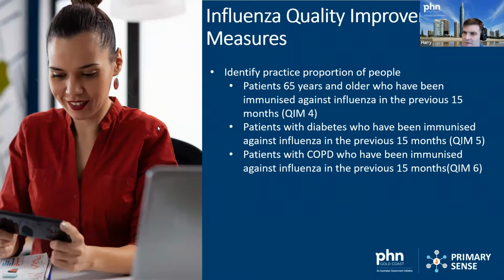Three of the 10 quality improvement measures in PIPQI are also directly aligned to influenza vaccination. These are QIM4, identify patients aged 65 years and over who have been immunized against influenza in the previous 15 months. QIM5, patients with diabetes who have been immunized against influenza in the previous 15 months. And QIM6, patients with COPD who may have been immunized against influenza in the previous 15 months.